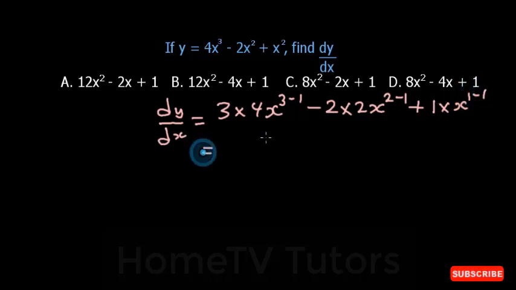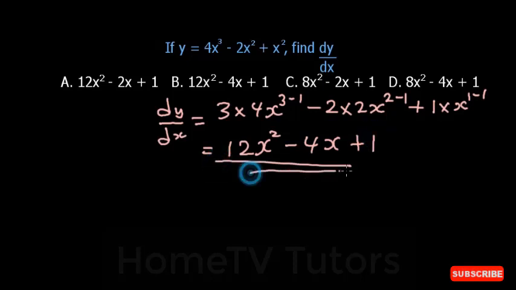Okay, so we have 3 times 4, that's 12. 3 minus 1, that's 2. So we have 12x raised to power 2, minus 2 times 2, which is 4. 2 minus 1, which is 1. So we have 4x plus x raised to power 1 minus 1, which is 0. So it makes x 1. So 1 times 1, that's 1. So the answer option B is the right answer.